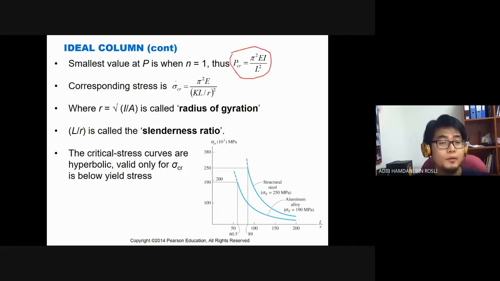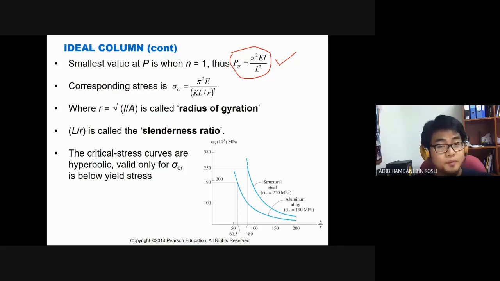This is your critical buckling load. You will see later on that this one is for pin and pin ends, so don't just quote this. This is for pin and pin. If you have different conditions, different types of supports, then you will have a different factor, here you have K elsewhere. We'll see that later on.